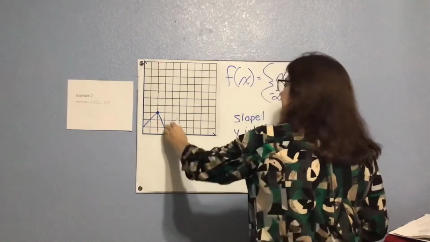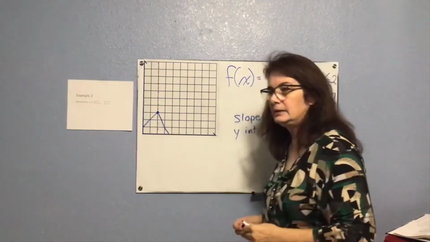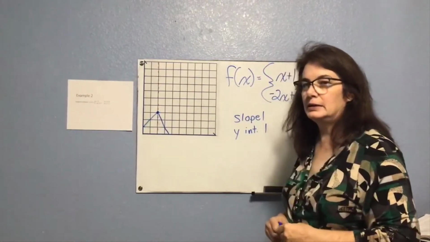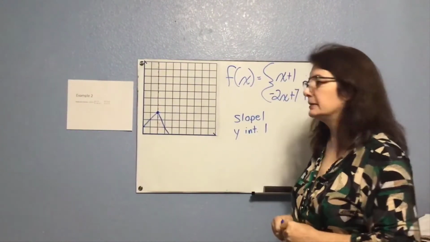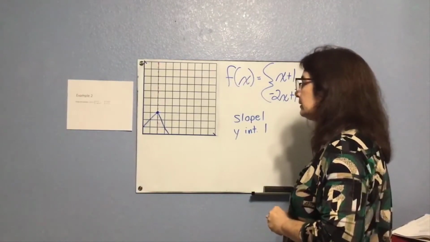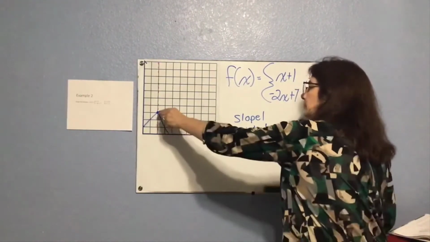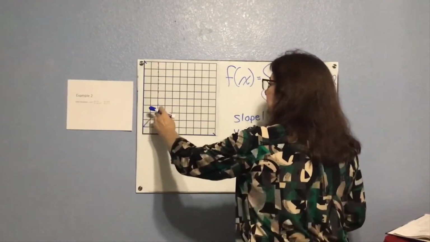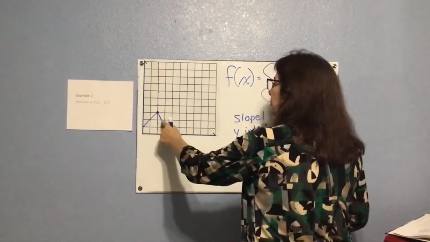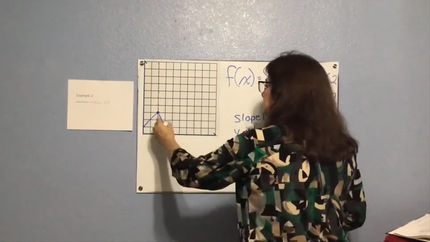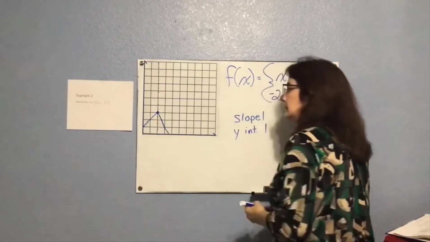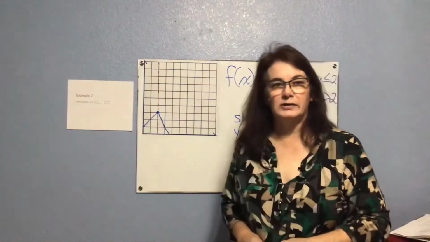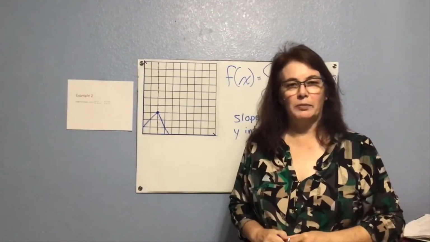Now these two pieces happen to meet at that point, but that doesn't always occur. So just be careful about where you put your solid dot. If these two were not meeting here, I would have to have an open dot on this piece. So let's pause the video now and work on checkpoint 2.